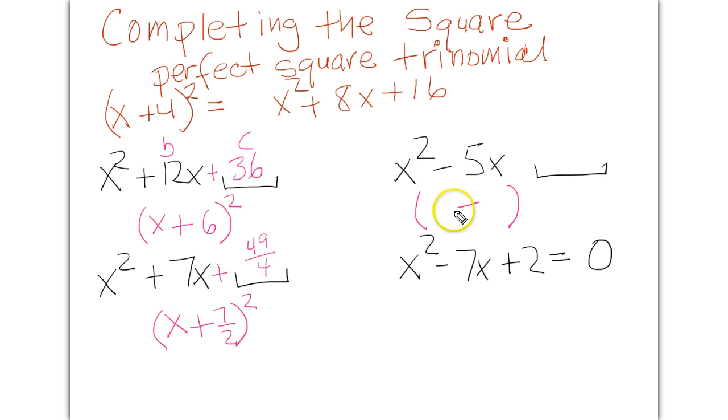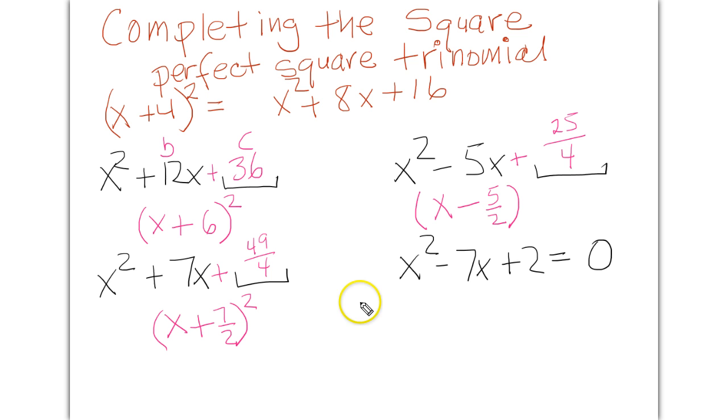Our middle sign now is negative, so x goes there. Half of this is 5 halves. Squaring 5 halves gives us our c term, which is 25 fourths. Okay. Now, where do we use this, just to complete this little short exercise? Well, we use it in a problem like this. Now, this is not factorable. We could use the quadratic formula, but we could also use completing the square.